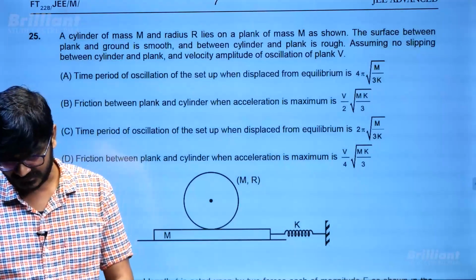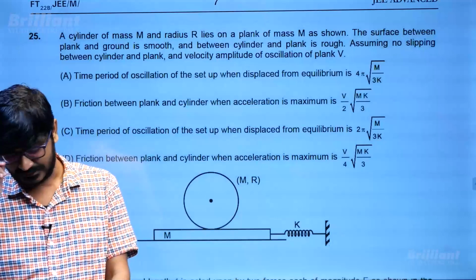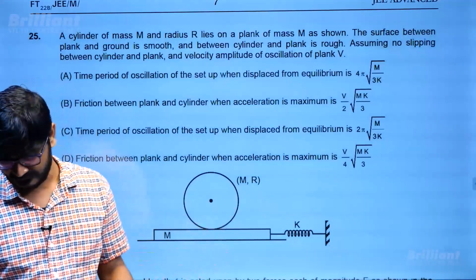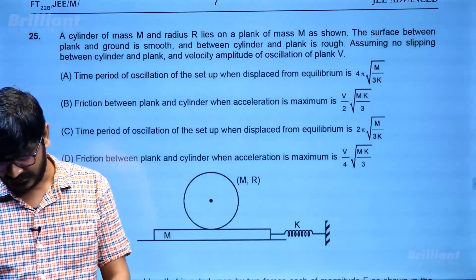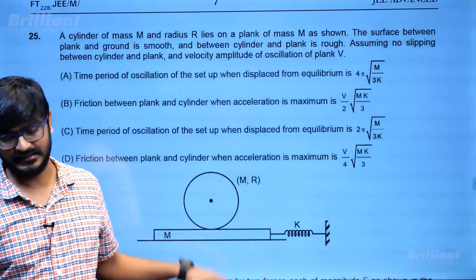A cylinder of mass m and radius r lies on the plank. The surface between the plank and ground is smooth and this surface is rough. Assume no slipping, and the velocity amplitude of oscillation of the plank is v. So what is the maximum velocity of the plank? It is v, they said.